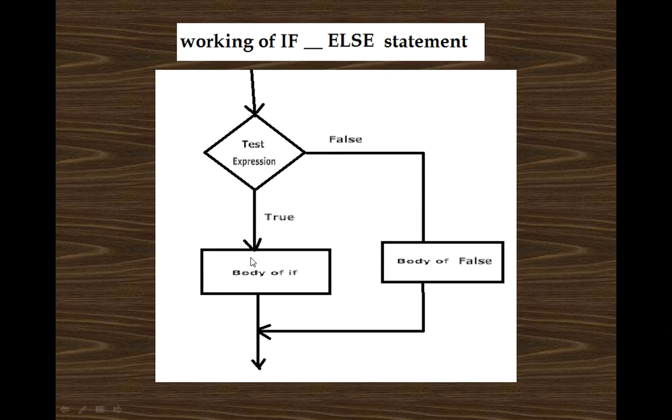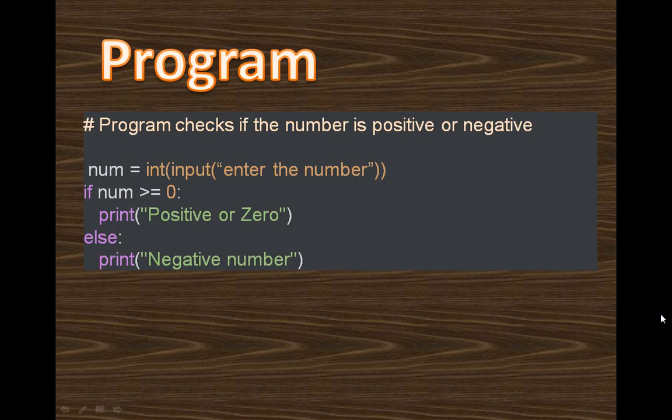That is the test expression, then true. If it is true, then the body of if will be executed, and if it is false, the body of else will be executed. Now I have explained it with the help of a program. In this case, we are checking a number: how can you calculate whether a number is positive or negative? You check if the number is greater than 0, that means it is positive, and if the number is less than 0, that means it is negative.